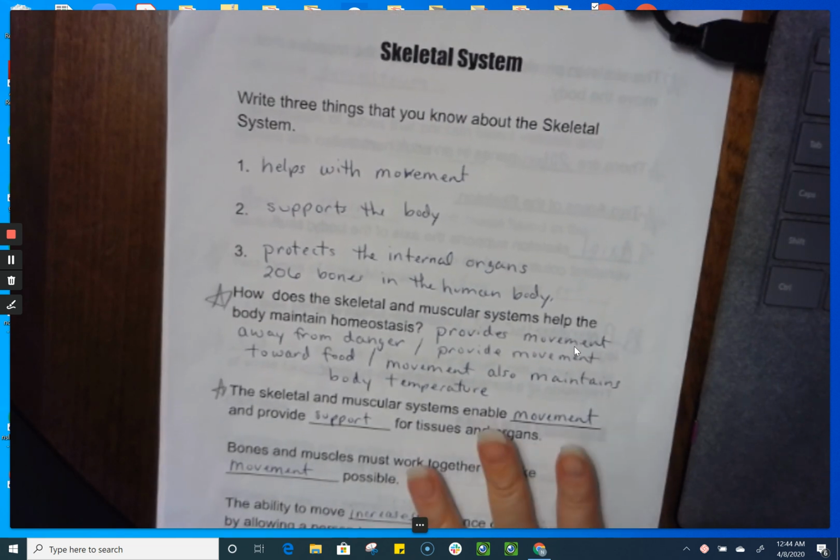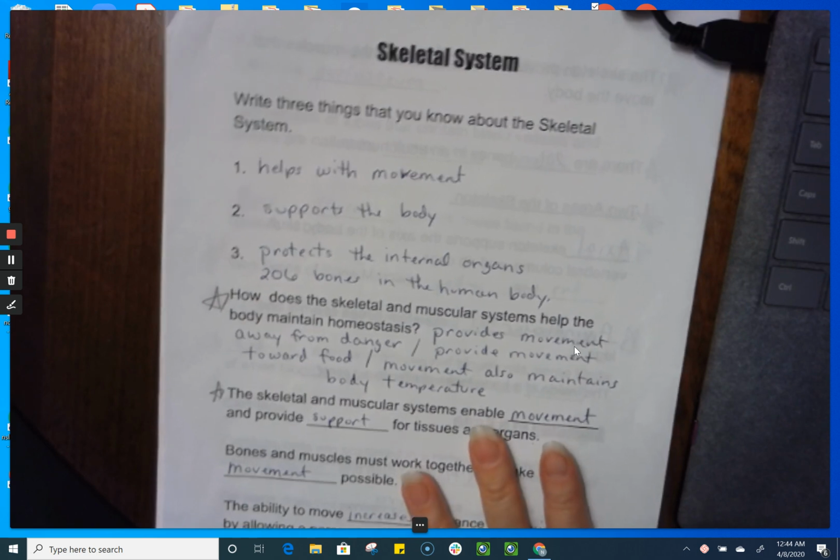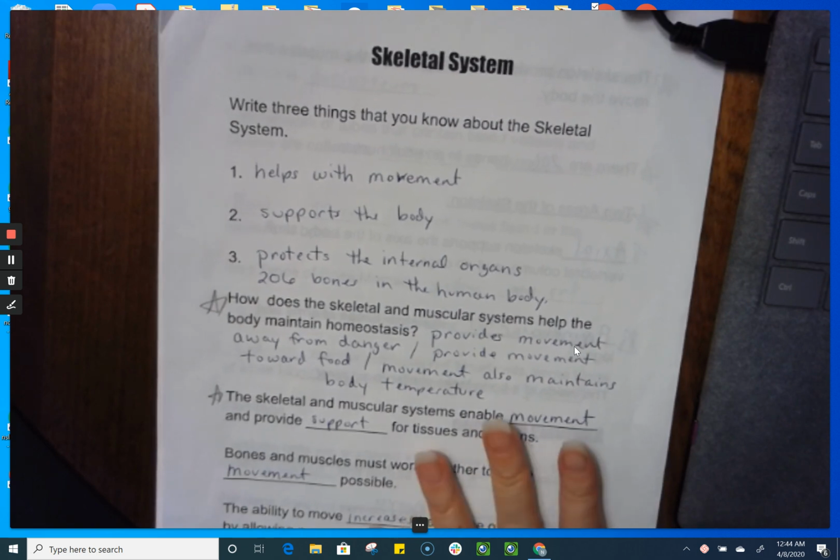The assignment I've also pushed out for today is some reading off of CK12 with a study guide to go with that. And like I said, we'll do one research project over a skeletal disease. We'll do a review sheet on Monday, and we'll test next Tuesday over the skeletal system.